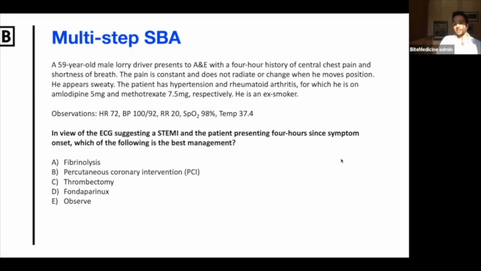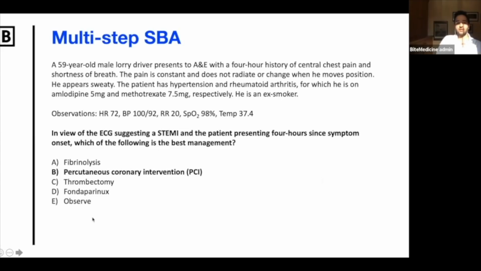So we're getting lots of B's here. So in view of the ECG, 4 hours since symptom onset, which of the following is the best management? So most of you are saying B. B, okay. So yeah, the answer is PCI. That's absolutely right. The reason that is PCI here, which we'll talk about on the next slide as well, is that the patient has presented within 12 hours of symptom onset. There are some other criteria which we'll talk about next.